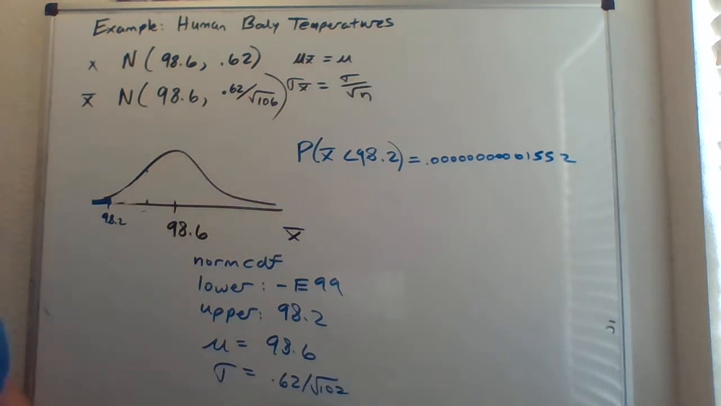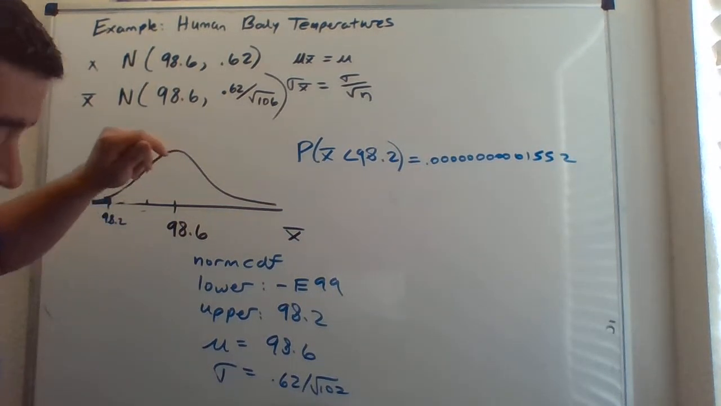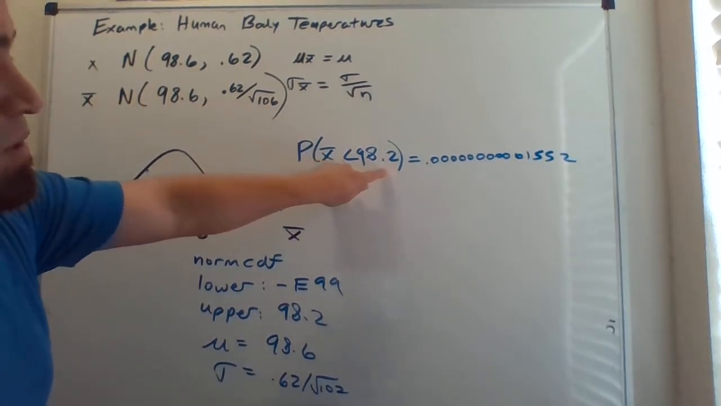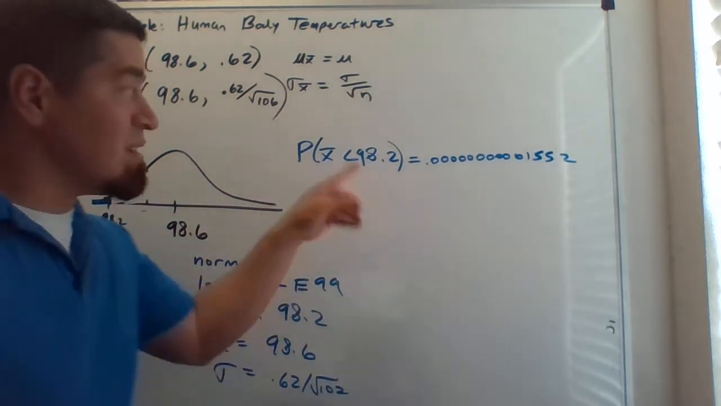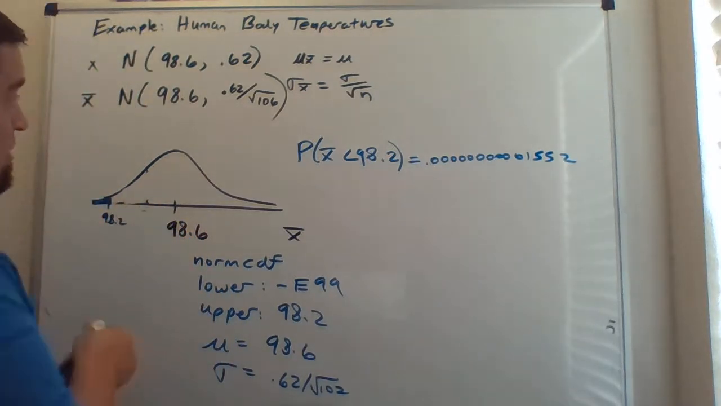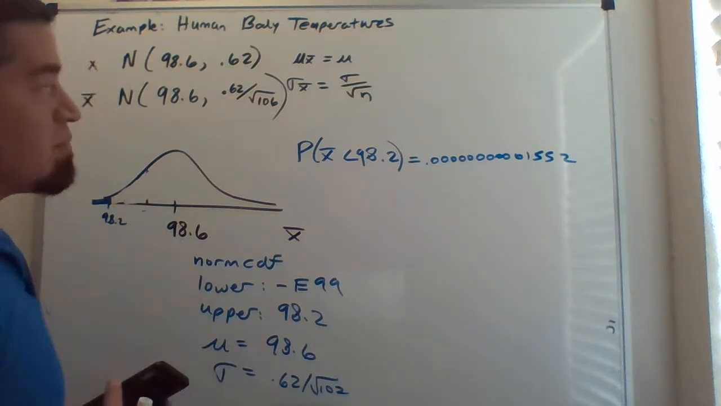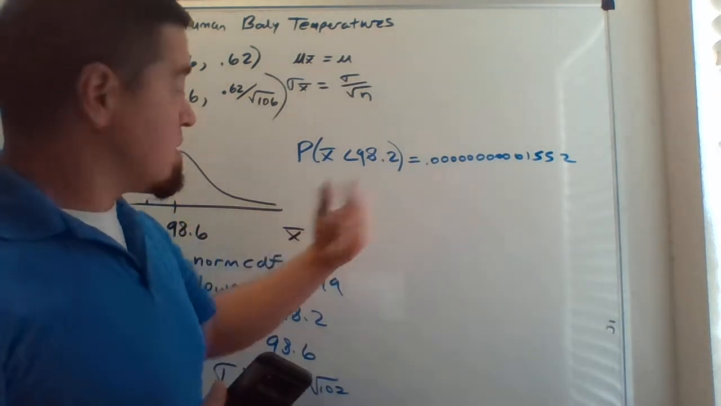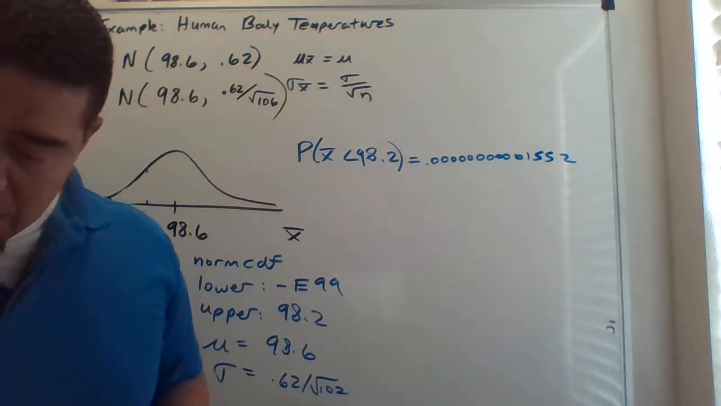So what does that tell us? If you get a mean from a sample of size 106 of anything less than 98.2, that's going to be very, very, very unlikely. Okay. So, which is evidence to support that our mean temperature for humans is 98.6. Okay. If it was a high probability, then I might start to question our 98.6. Okay. So that answers the first one.